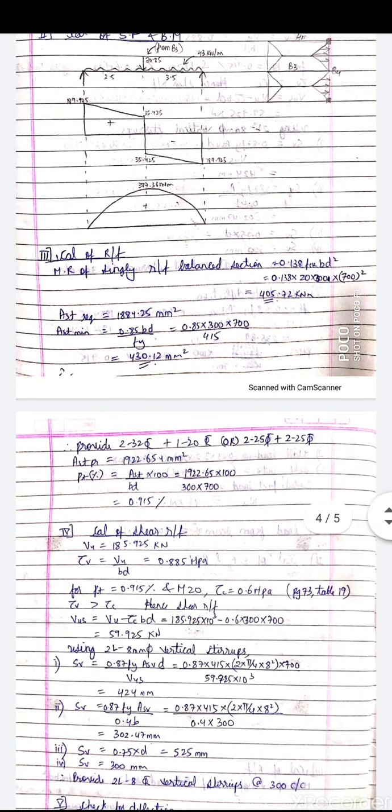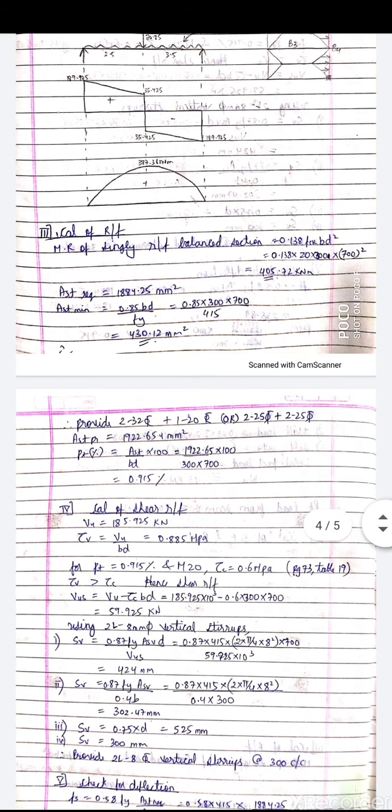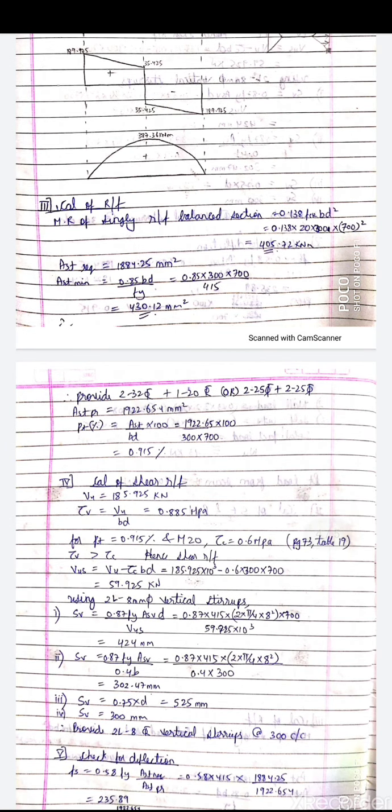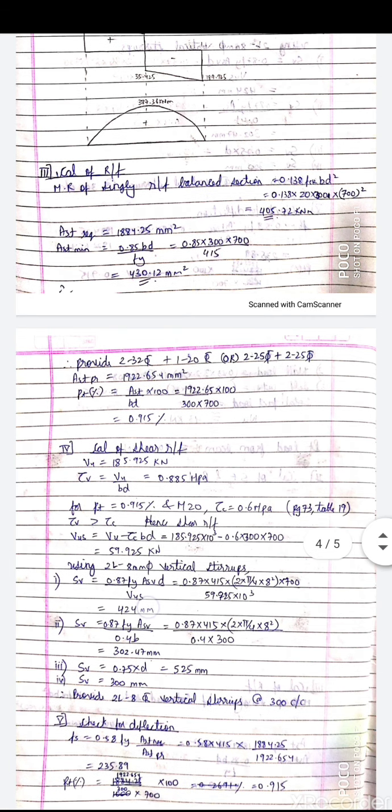So let us see, the shear force is 185.925. Okay, so the shear force is 185. Now tau V is given by VU upon BD. VU you know, B and D you know, so it is 0.885. For PT 0.915 percent and M20 grade of concrete, tau C from page 73 table 19, by interpolating you will get it as 0.6 MPa.